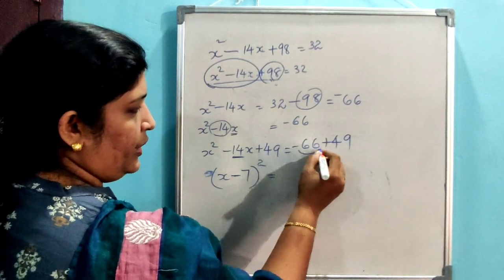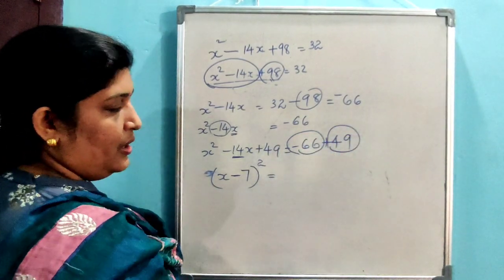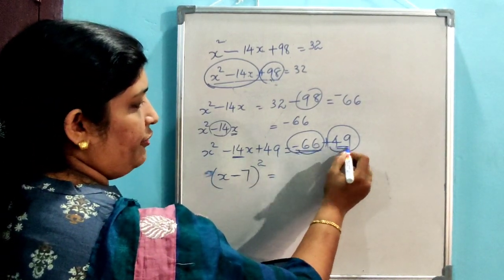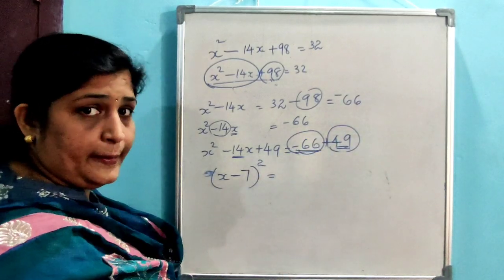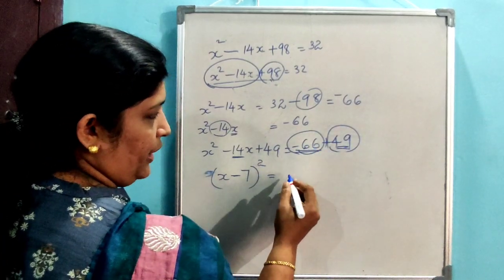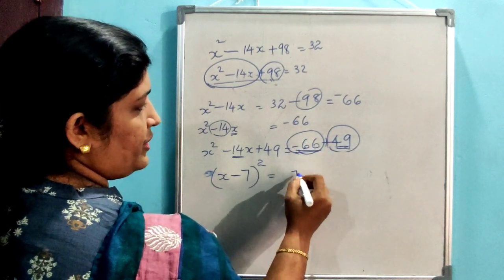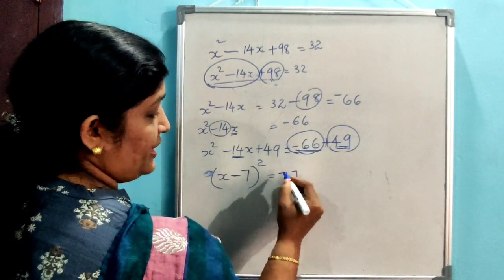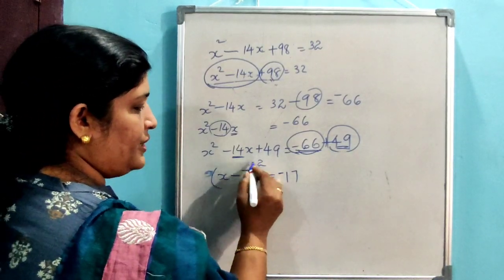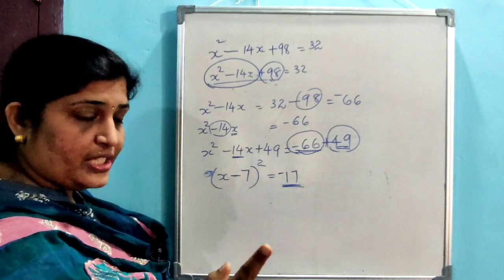Minus 66 plus 49. Here the bigger number is a negative number, right? And the smaller number is a positive number, right? So with different signs, the difference should be taken. So what is 66 minus 49? 66 minus 49 is equal to 16 minus 9 is 7, then 5 minus 4 is equal to 1, but it is negative 17. So here we have x minus 7 the whole square is equal to negative 17, but we know one thing. What is that?